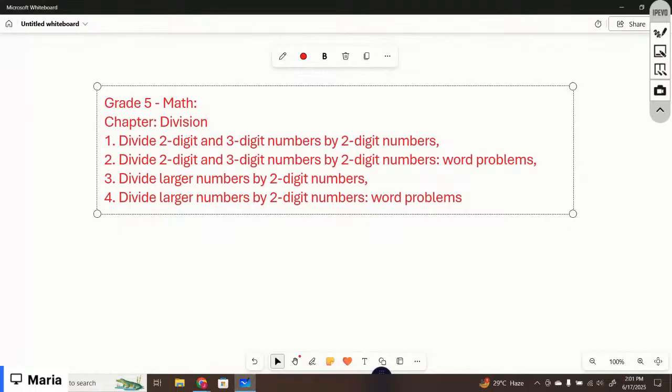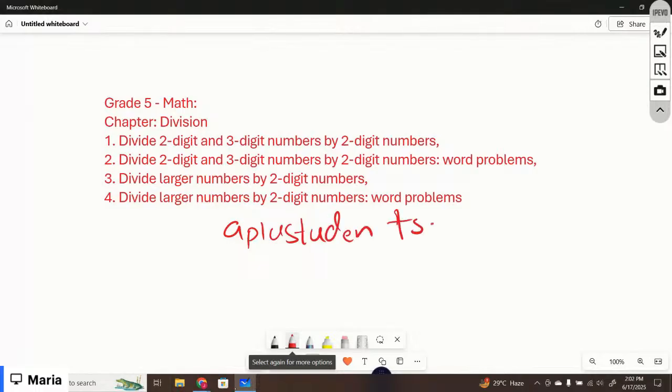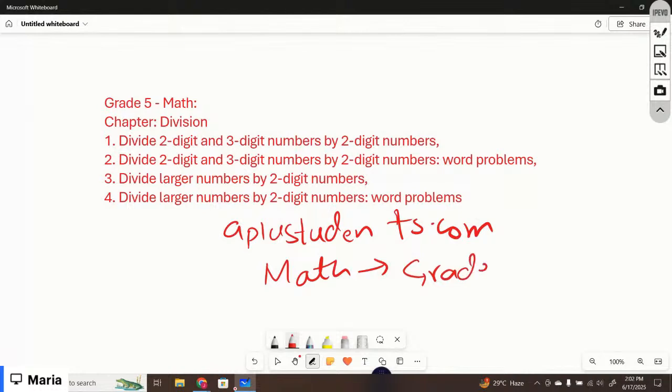So you have to learn from the renewable science work as provided by the administrator. Then you select math from the subject tab, scroll down to grade 5 math, and then click on view lessons. Here you can find the rest of the chapters. We're going to start with the chapter division.